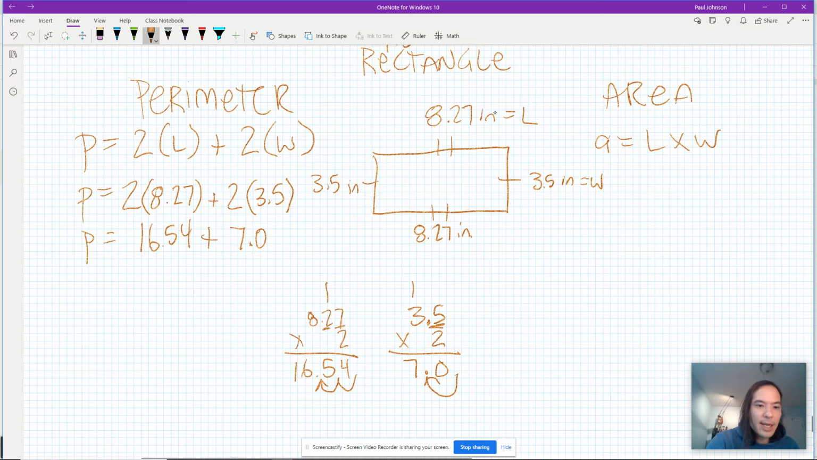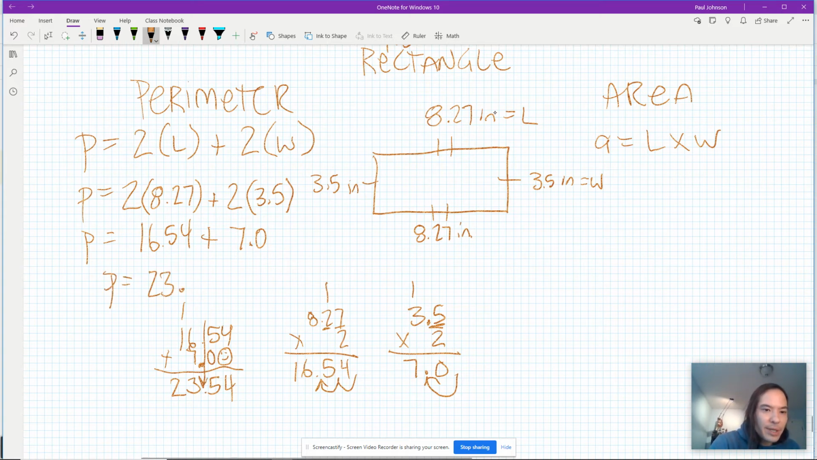And let's go ahead and add 16 and 54/100. Remember, line up your decimal points and your place values. Add an extra 0 if you need to. And then we drop the decimal point like it's hot. So our perimeter for this rectangle was 23 and 54/100 inches. All right, that's how much we have around, on the rim, on the edges.